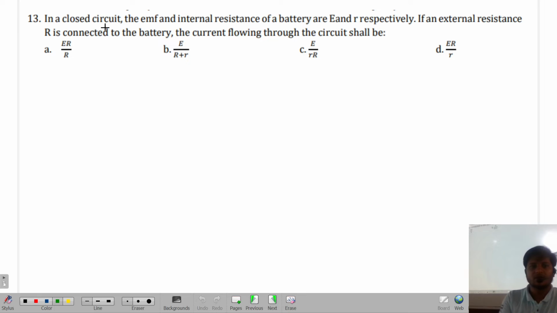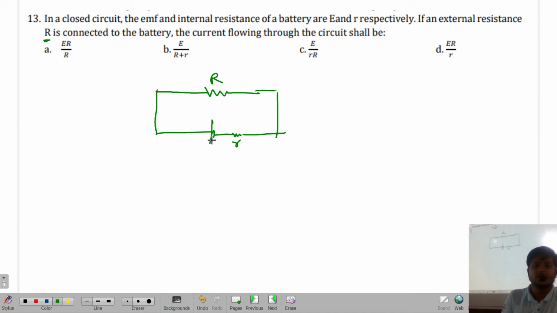Third problem: in a closed circuit, the EMF and internal resistance of a battery are E and r respectively. The external resistance is capital R. The current flowing through the circuit will be what? Its potential difference V will be given as E minus I into small r.